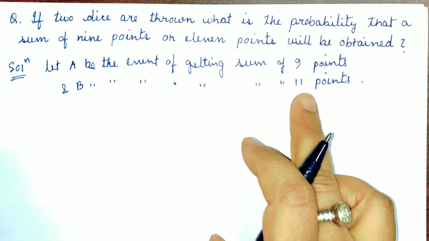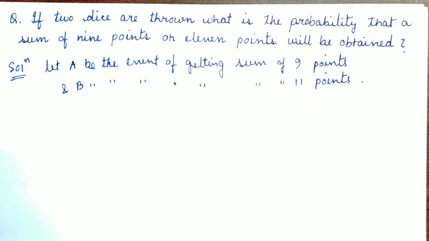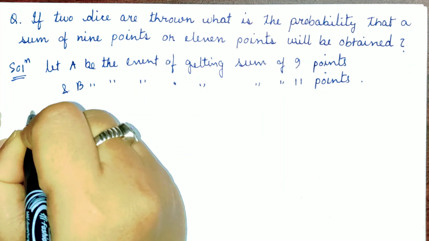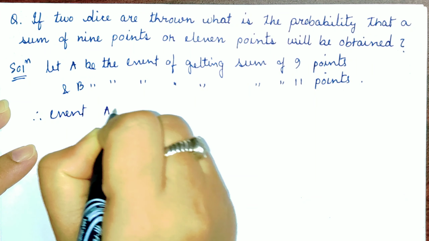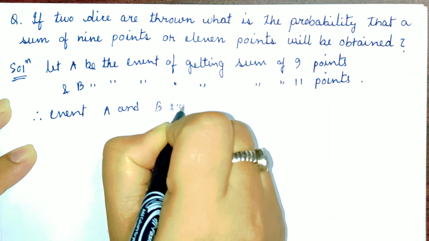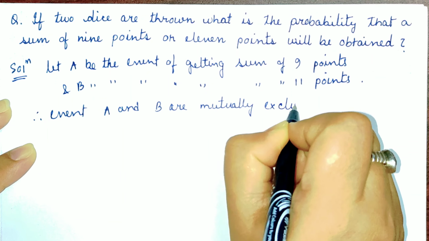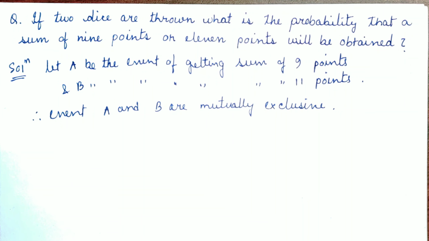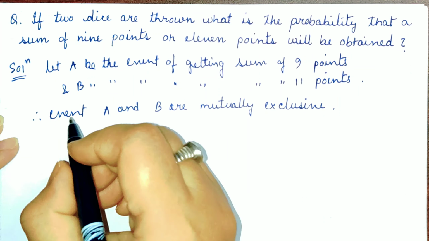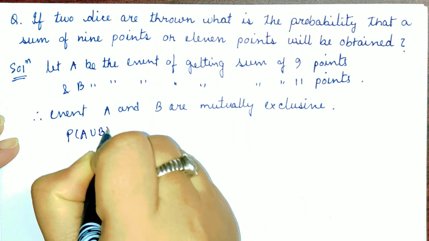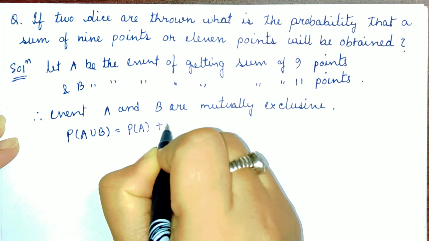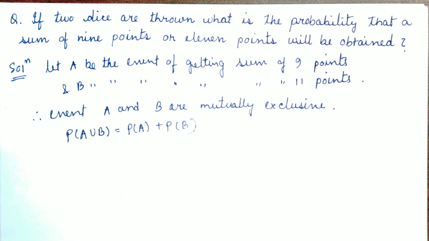Here 9 points and 11 points both are mutually exclusive. Okay, therefore events A and B are mutually exclusive. So for mutually exclusive events, we use the formula P A union B is equal to PA plus PB. Now it is time to find out the value of PA and PB.